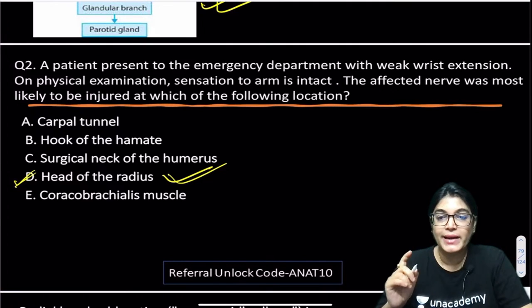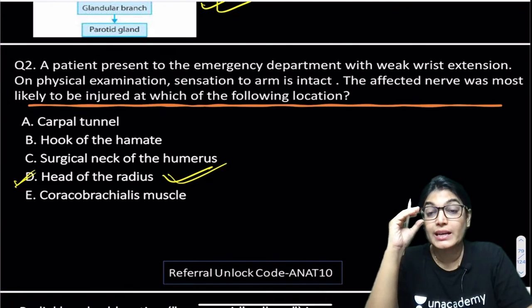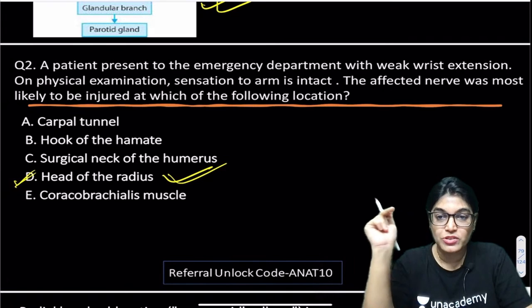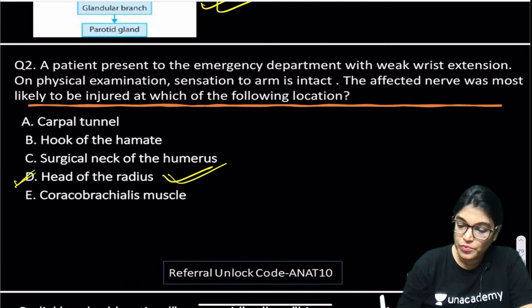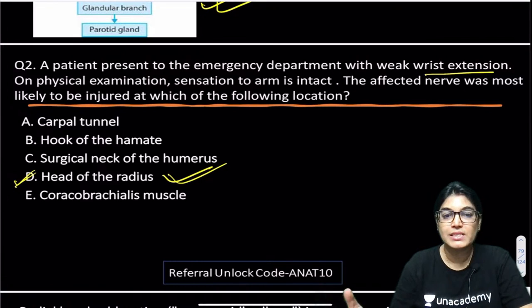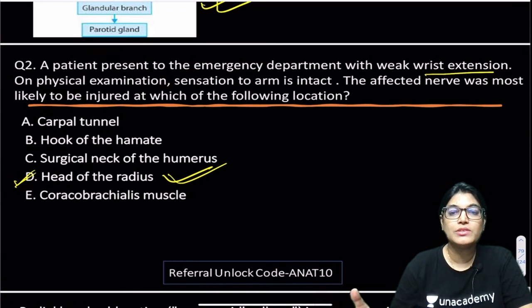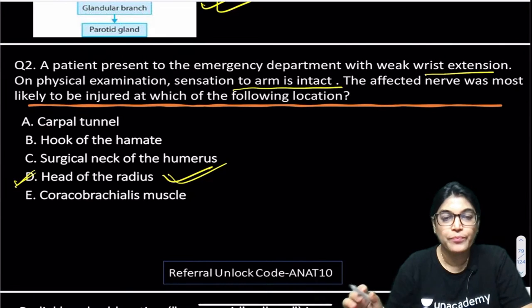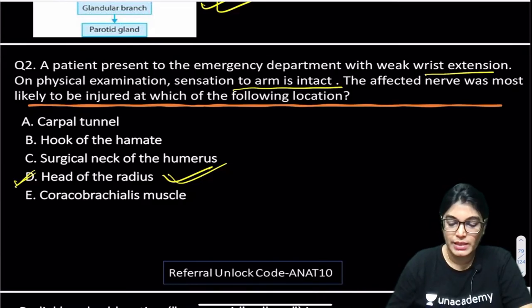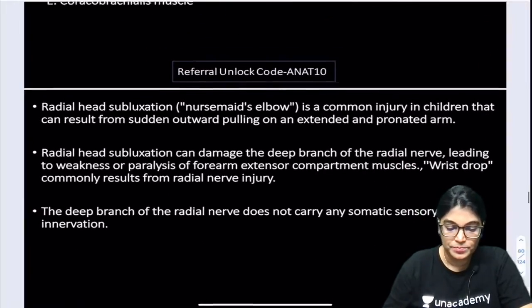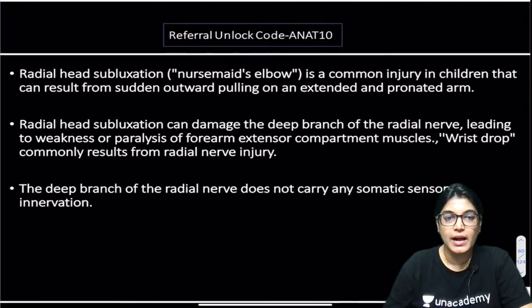The points which will help you approach the correct answer and the facts mentioned in this MCQ are that weak wrist extension means wrist extension is involved, which means radial nerve is involved. The other point which is giving you the answer is that the sensation of the arm is intact, the sensation is not involved. Now let me tell you about the correct answer.